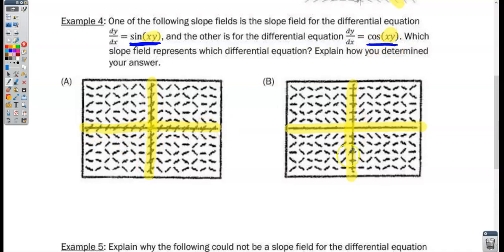And we can clearly see that this one has slope lines with 0, so this is going to be dy dx equals sine of the quantity xy. And this one has slope lines with a slope of 1 along the x and y axis. So this is going to be dy dx equals cosine of xy.